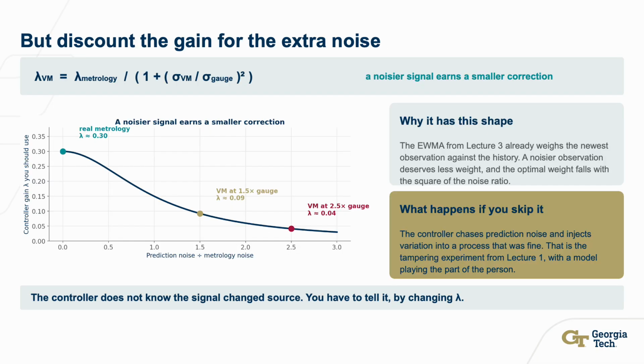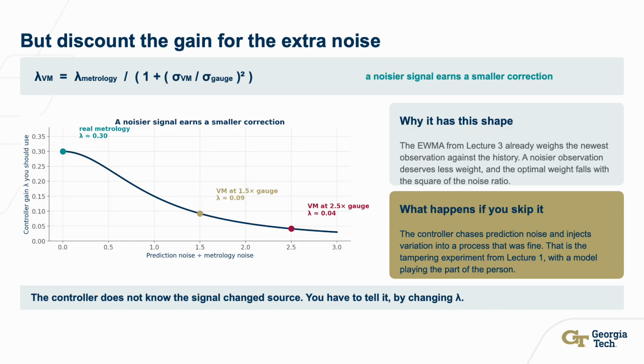But when you do close the loop, discount the gain. Lambda for virtual metrology equals lambda for the real metrology divided by 1 plus the square of the noise ratio. If the prediction is as clean as metrology, the ratio is 0 and lambda is unchanged. At 1.5 times the gauge noise, lambda falls from 0.3 to about 0.09. At 2.5 times, to about 0.04.